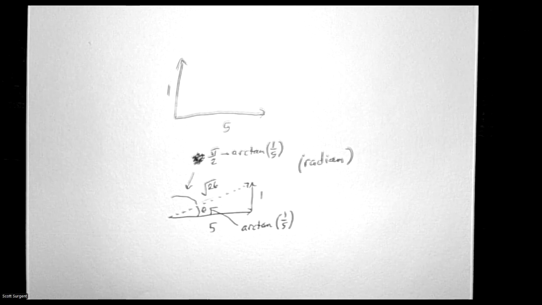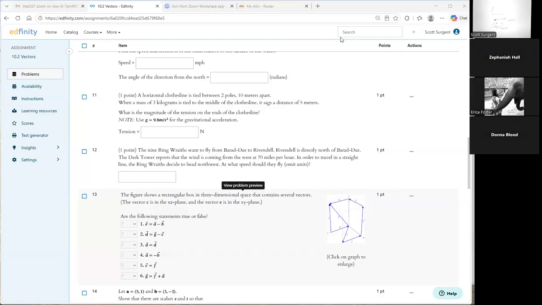And then number 12, this was obviously inspired by Lord of the Rings, I'm guessing. The 9 ring wraiths want to fly from Barad Dur to Rivendell. Rivendell is directly north of Barad Dur. Dark Tower reports that the wind is coming from the west at 70 miles per hour. In order to travel in a straight line, the ring wraiths have to head northwest. At which speed should they fly?